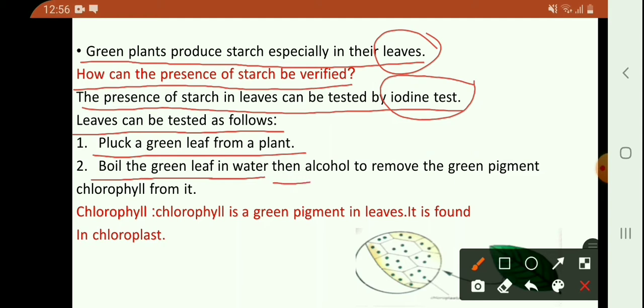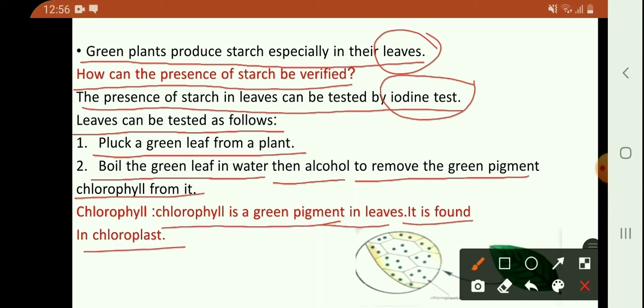Then alcohol. بس نغليها بالمي بنرجع نغليها بالالكوهول. ليش بنغليها بالالكوهول؟ To remove the green pigment chlorophyll from it. شو يعني chlorophyll؟ Chlorophyll is a green pigment in leaves. It is found in chloroplasts.